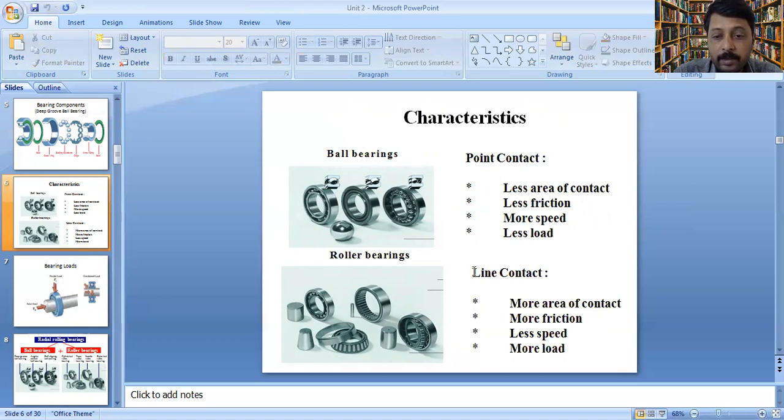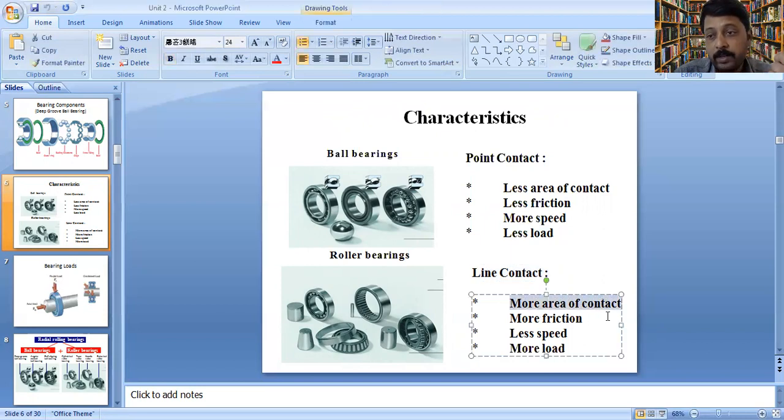Then the next type is called line contact. These are called roller bearings. When a roller bearing is used, there is a line of contact between this element and the surfaces. In that case, we get more area of contact. Now, when the area of contact is increased, we get more friction, and in this case we can obtain less speed as compared to the ball bearing type. But the most important thing is that it takes more load as compared to the point contact type of bearings. This is why, where the application involves more load, we can go for this line contact type.